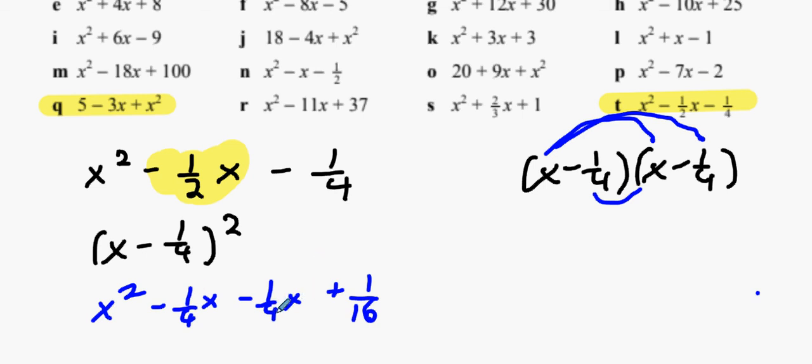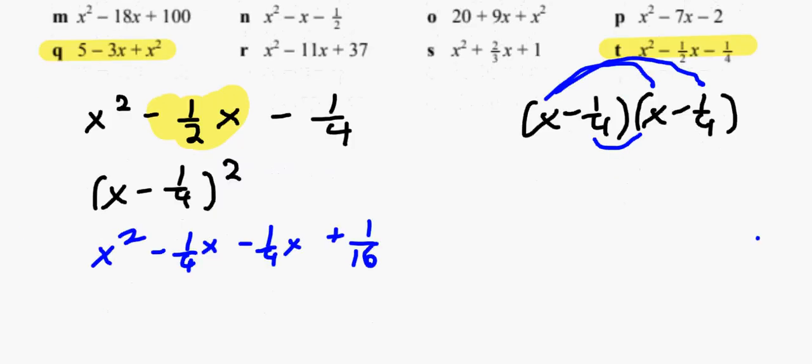What's a quarter minus a quarter? Put in a calculator if you have to. It's minus a half. And then what's this at the end? 1 over 16. Alright.